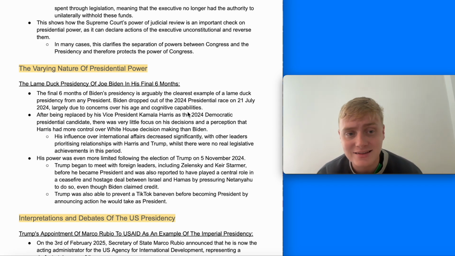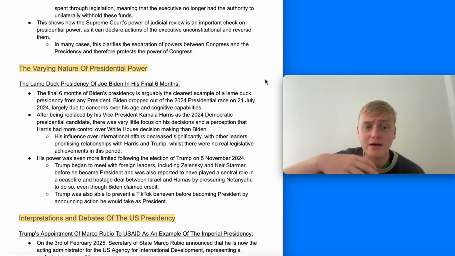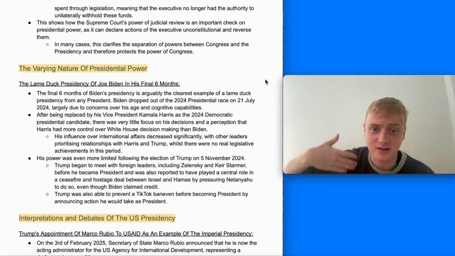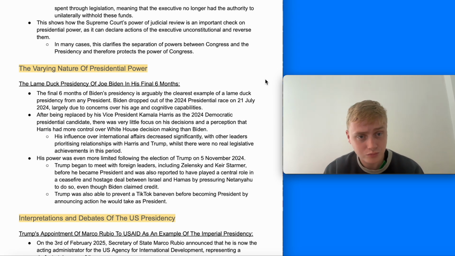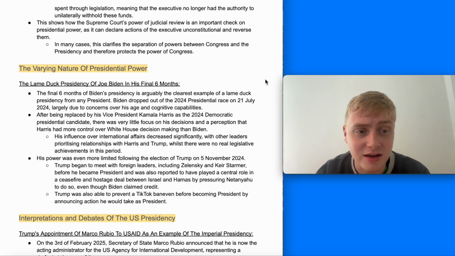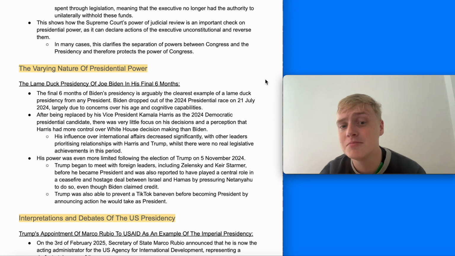And after being replaced by his vice president, Kamala Harris, as the 2024 presidential candidate, there was very little focus on Biden, on his decisions, and there was a perception that she had more control over White House decision making than Biden himself. His influence over international affairs decreased significantly, with other leaders prioritizing relationships with Harris and Trump. And then his power was even more limited following the election of Trump on the 5th of November.